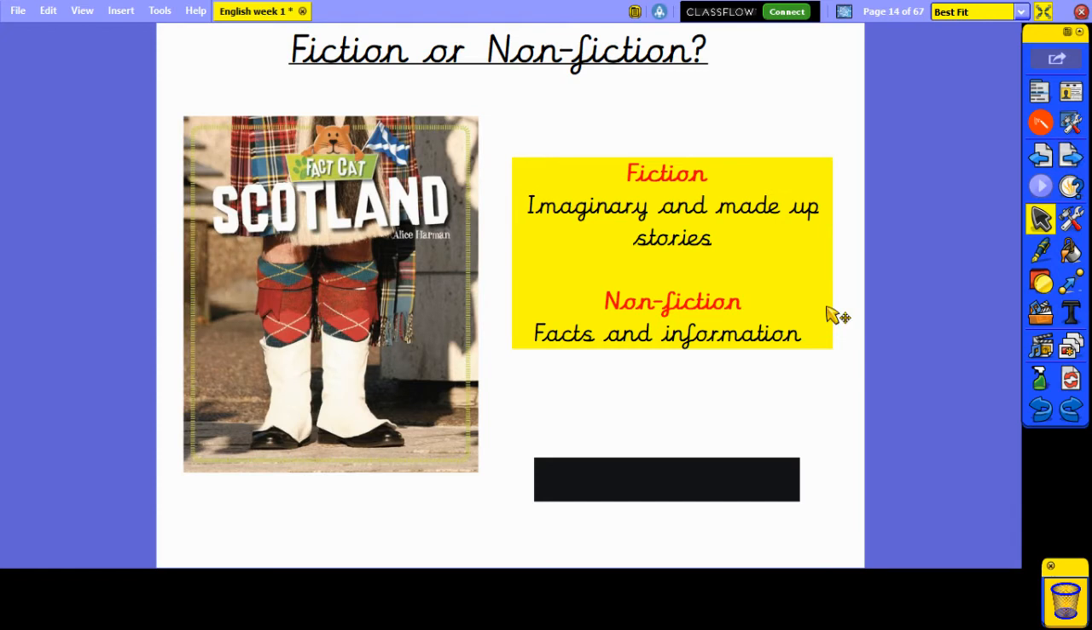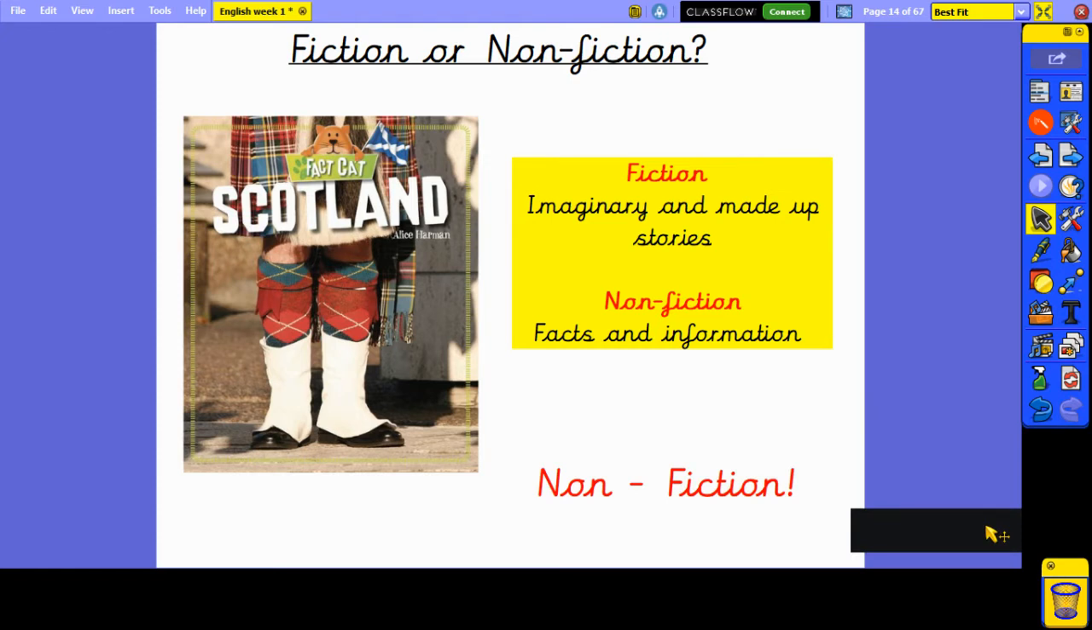This book here, all about Scotland. Is it an imaginary made-up story, or is it a non-fiction text with facts and information? This one is a non-fiction text. All about Scotland. It even says up here, this is a fact cat book, giving us facts about Scotland.